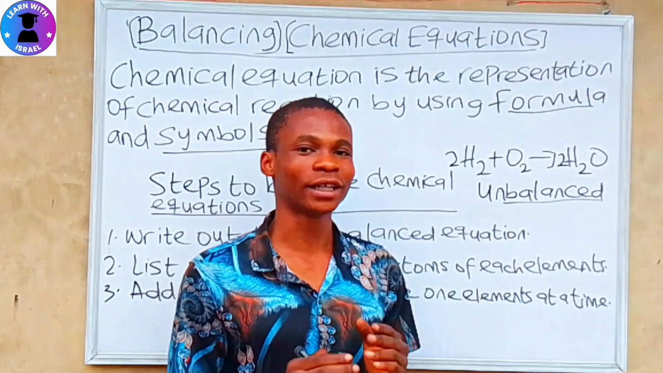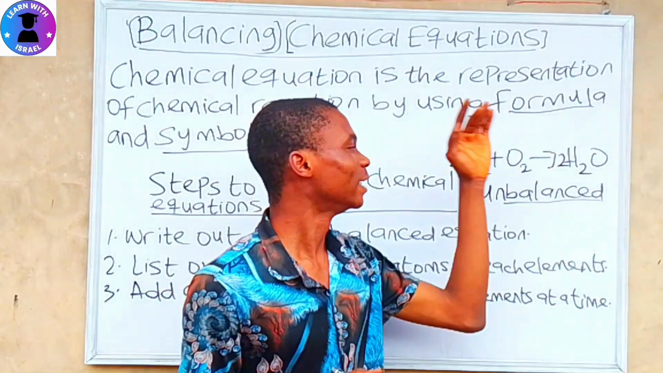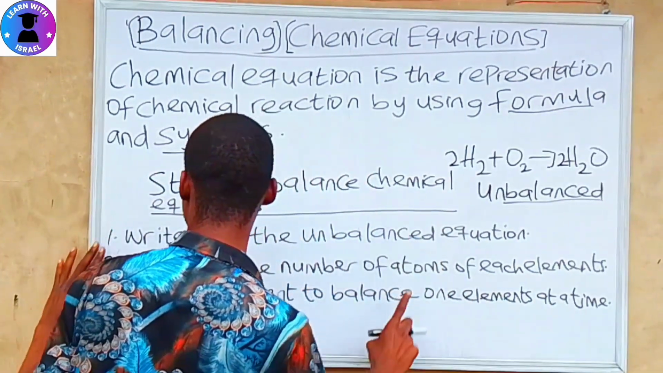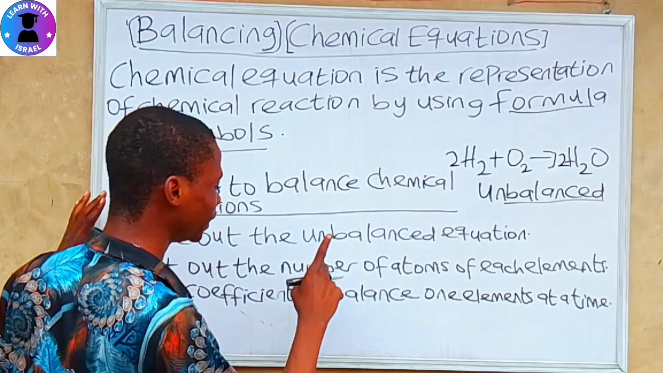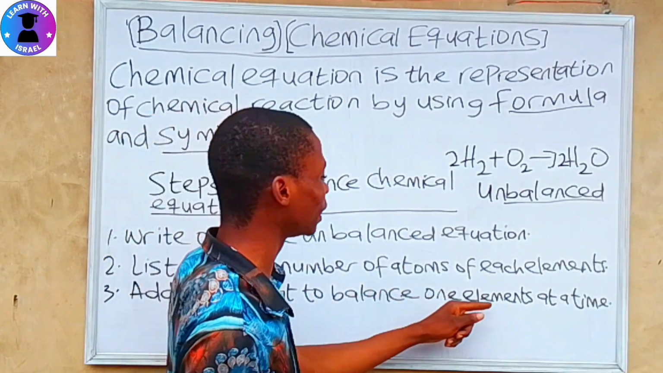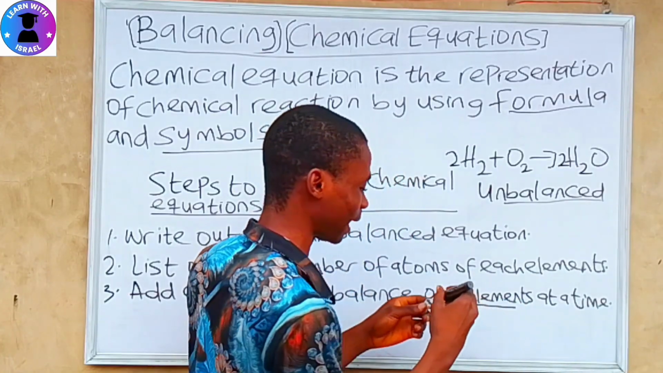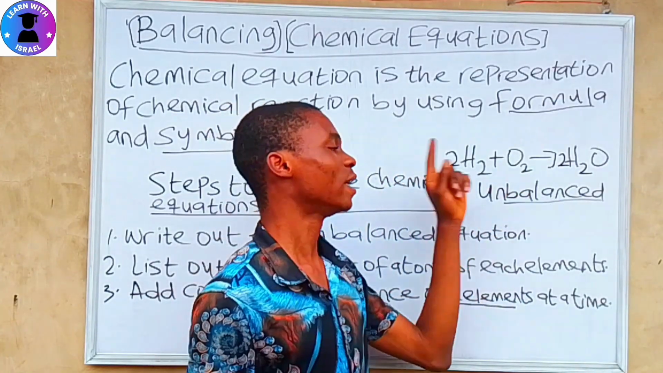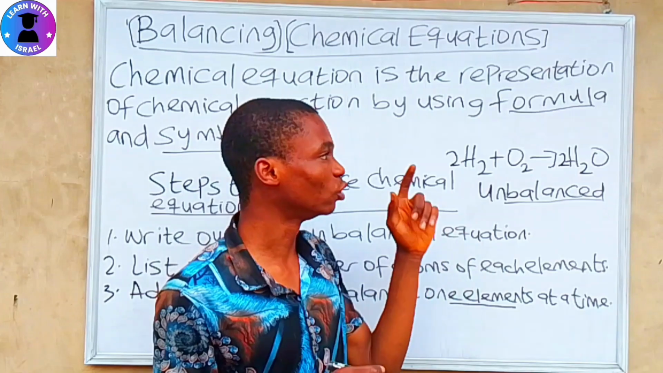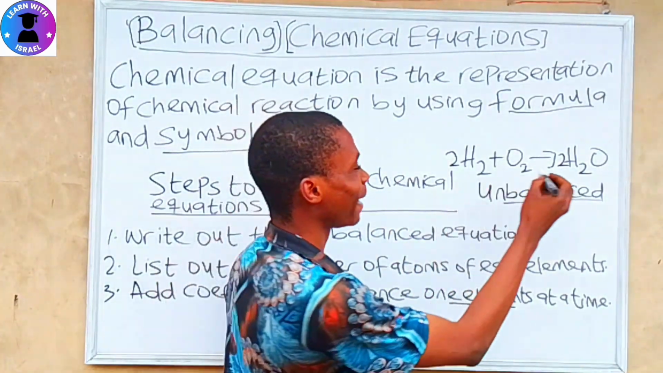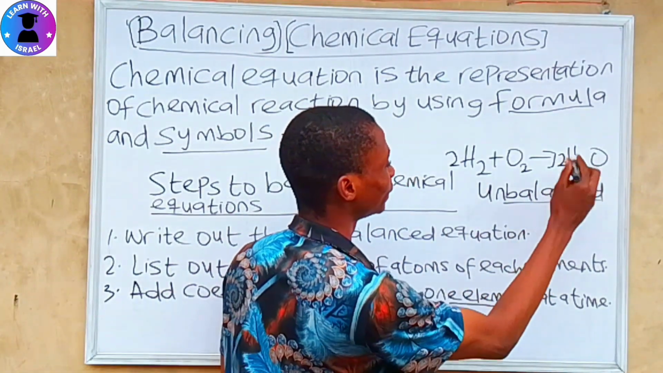And do you know why I did not get this wrong? Do you know why I get this right? Because I follow these steps. I add coefficient to balance one element at a time. You don't balance 2 elements at a time. If you do that, you will be confused. So I balance one element at a time.